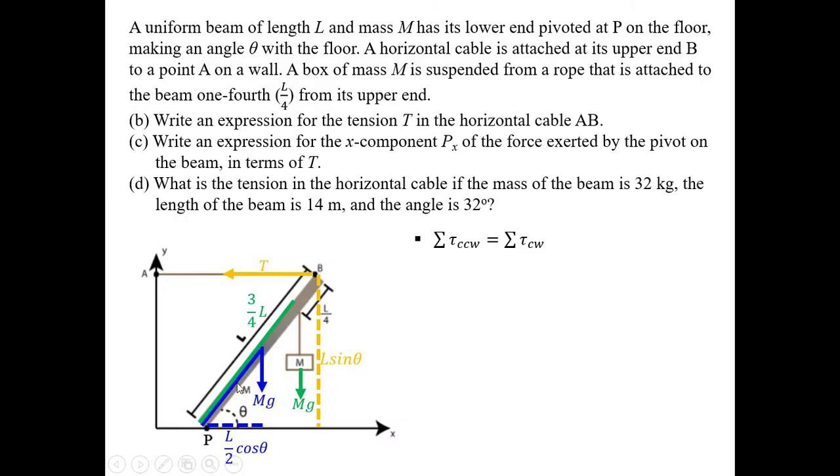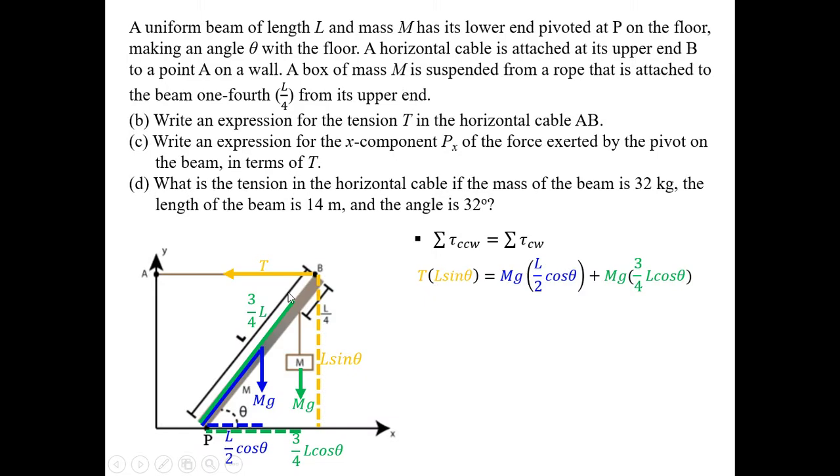But once again, 3/4 L here is not perpendicular to the weight in green of the hanging mass. I need 3/4 L cosine theta because that is in the x direction. The weight of the mass is in the y direction. X and y are perpendicular. So therefore now I have everything, so I'm just going to set it up.